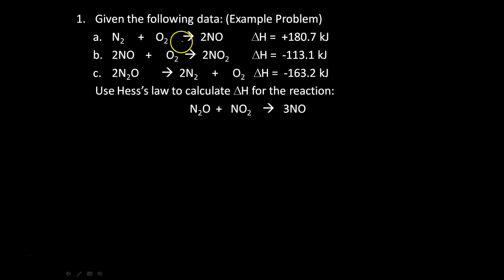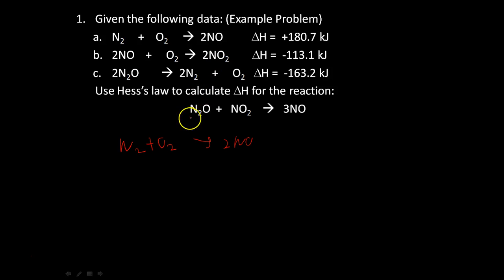So first off, let's write down this equation right here and see what it looks like. N2 plus O2 goes to form 2NO. Well, we have NO on this side and NO on this side, so we probably won't need to reverse this equation, make the reactants products and the products reactants, but we might need to take half of this overall equation. Probably not, though. Let's look at the second one here.